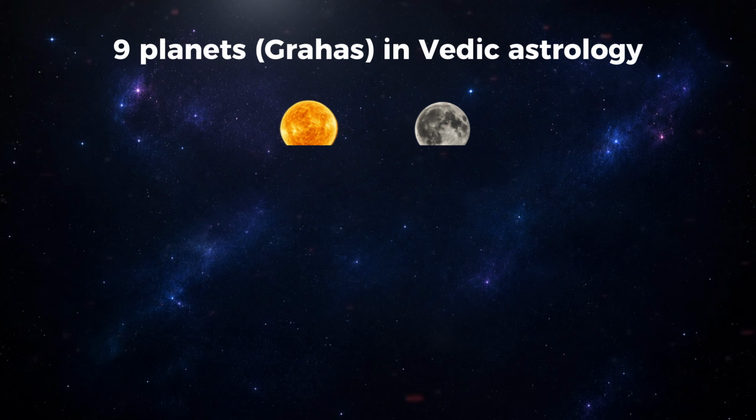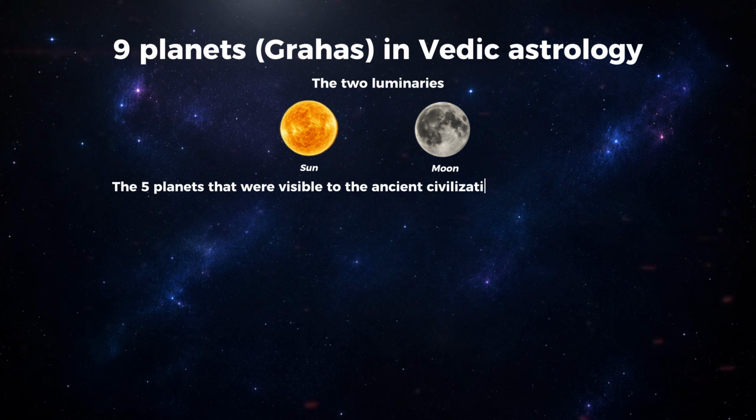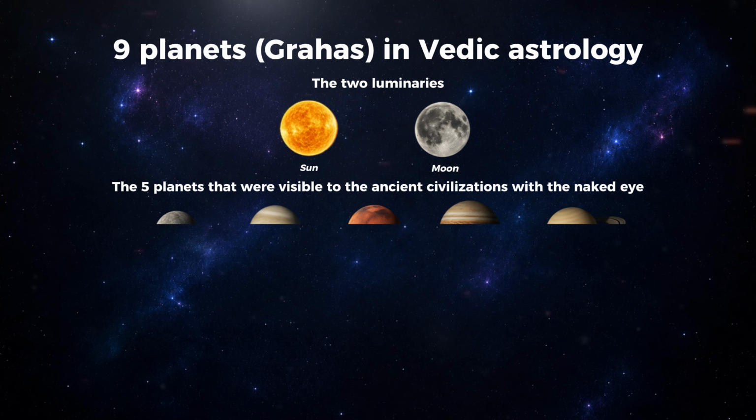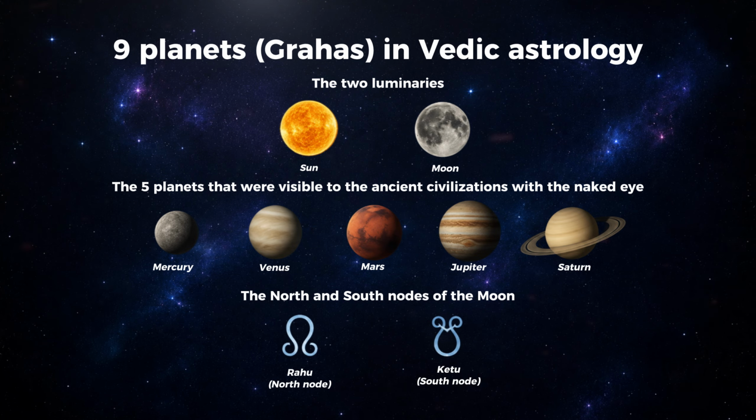Vedic astrology features 9 planets, or grahas, in the birth chart. Let's look at a quick overview of what they are. Firstly, we have the 2 luminaries, the sun and the moon. Then there are also the 5 planets that were visible in the night sky with the naked eye during the time that ancient civilizations lived, when this knowledge was created and then passed on to us. These planets include Mercury, Venus, Mars, Jupiter, and Saturn. And then last but not least, we also have the two lunar nodes, the north node Rahu, as well as the south node Ketu.